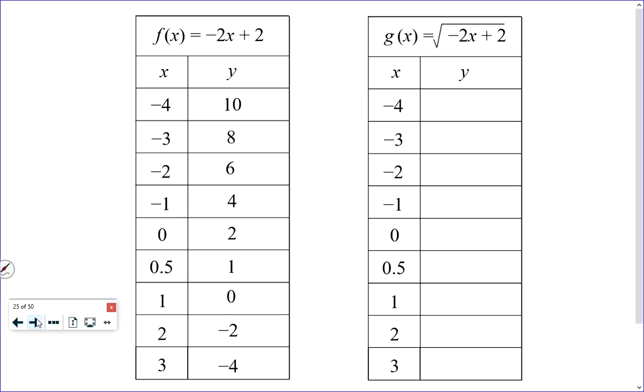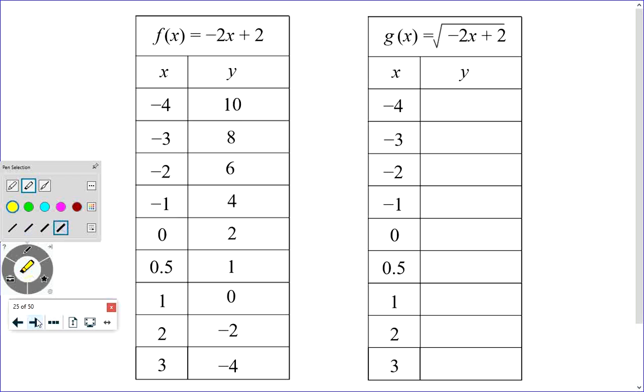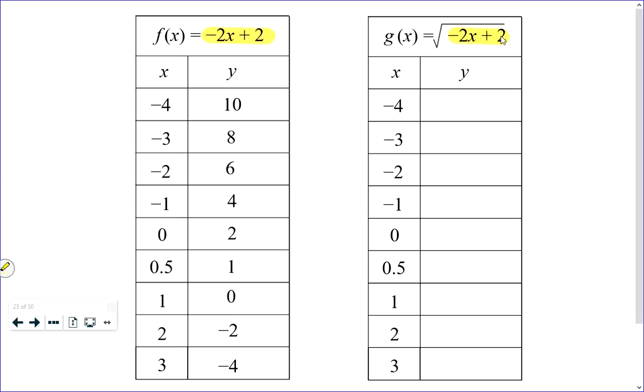They're done because they recognize, everyone, that this under the square root is this. This is the most important part about today's lesson. The y coordinate on a point for the square root of the function will be the square root of the old y coordinate. I mean, if I put negative 4 in here, then I'm going to get 10 under the square root because we've already established that's what negative 2 times negative 4 plus 2 is.